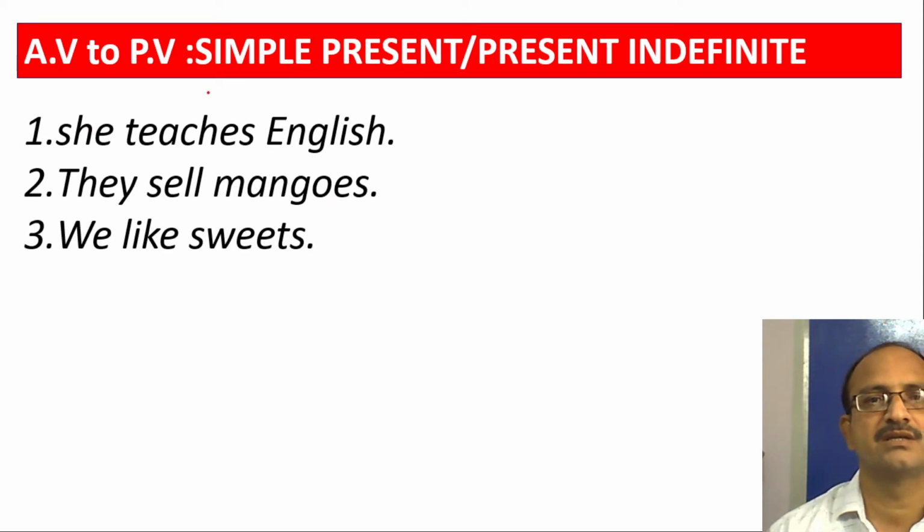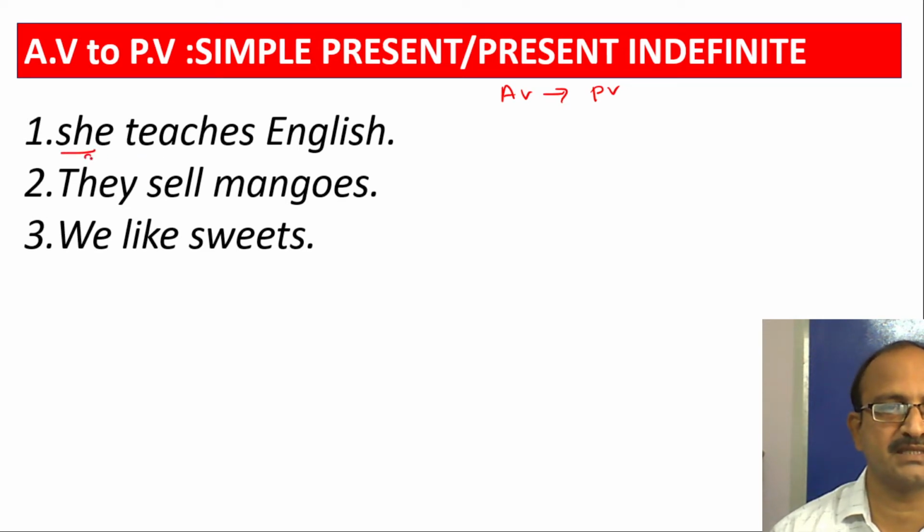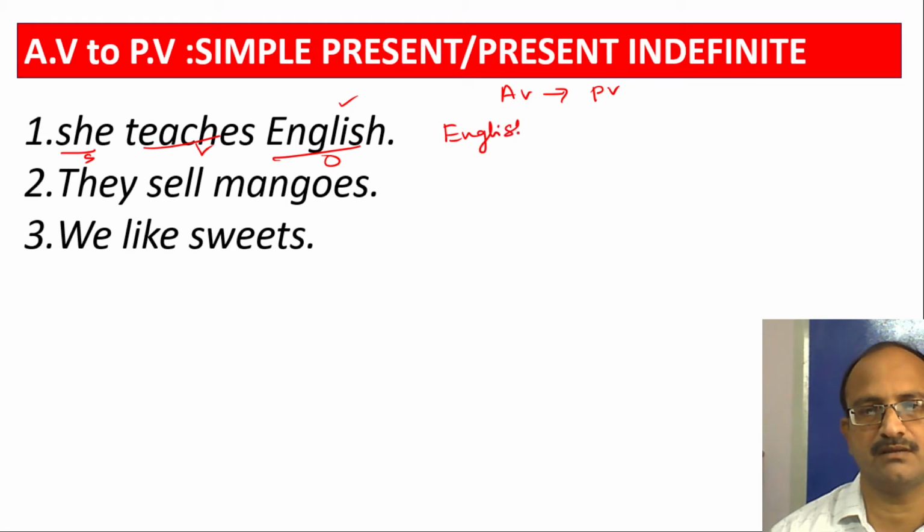How do we change simple present tense from active voice to passive voice? So this is the simple present tense: this is the subject, this is the verb, and this is the object. In the passive voice, we start with the object. So English first. Next we have to write the be form. Since it is simple present tense, there is no be form in the structure, so we have to take the present tense be form.